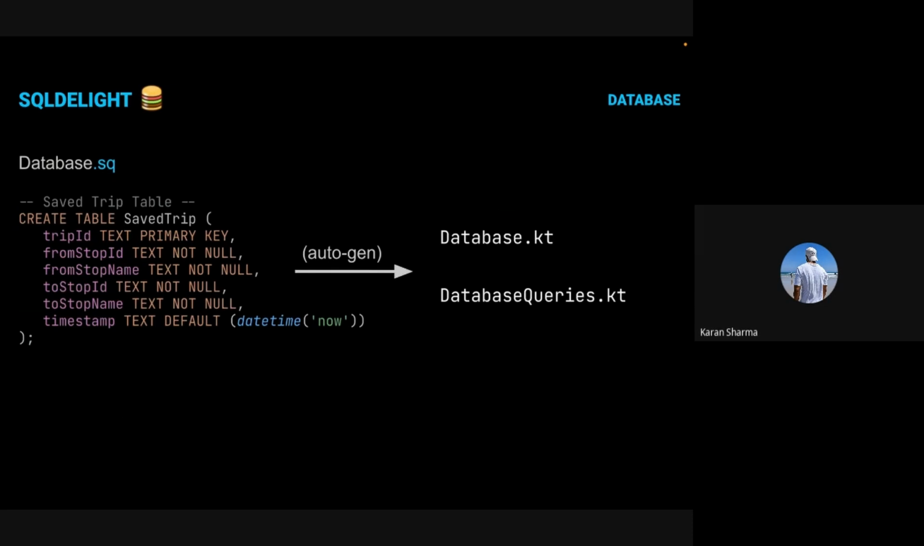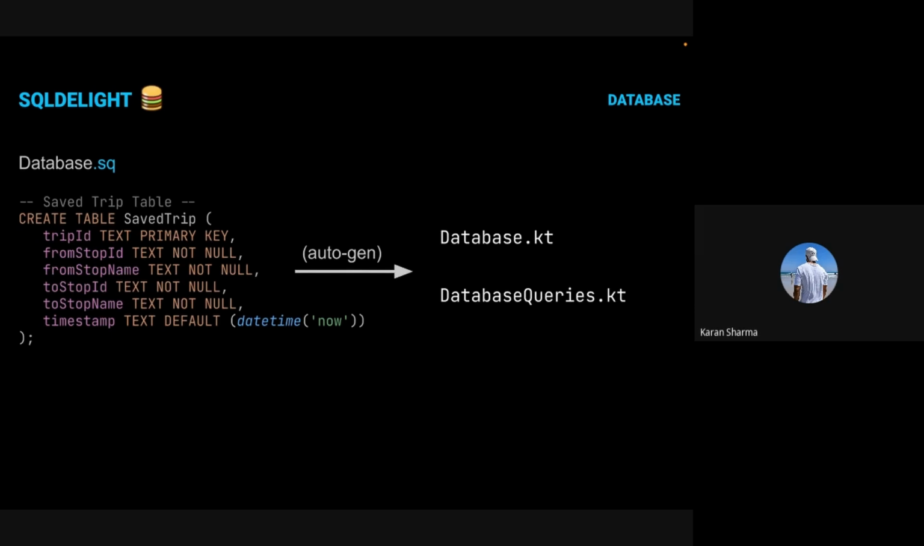Let's see how we'll use it. But just a refresher, we write the SQL file here. So here I'm creating a table which has a saved trip that I'm going to go from this point to this point. That's the name of it. That's the ID for it. And at what point of time I created that table.